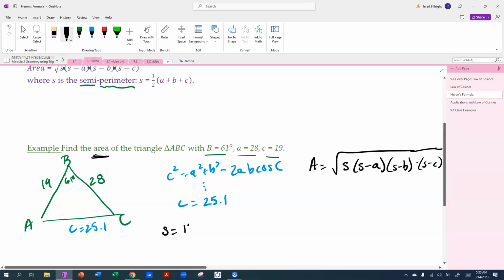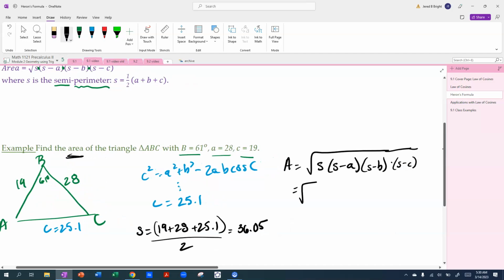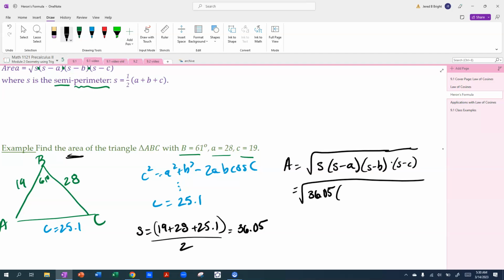Let's get this calculation for S. S is going to be 19 plus 28 plus 25.1. Take that whole thing and divide it by 2. If you do this, I get 36.05 precisely. Then when I do my area calculation, I'm going to do the square root, and it's kind of annoying to write out, but it builds character. That's what I was telling myself.